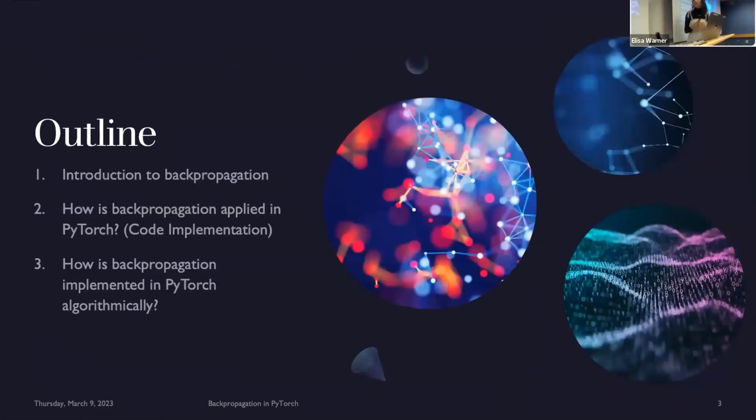Today I'm going to start with a set of prerequisites that I expect the audience to know about neural networks and optimization, and then we'll talk about backpropagation and what it is. Then we'll talk about how we implement backpropagation in PyTorch. And then we'll go very lightly into how it's implemented algorithmically and take a little peek into the source code of PyTorch.